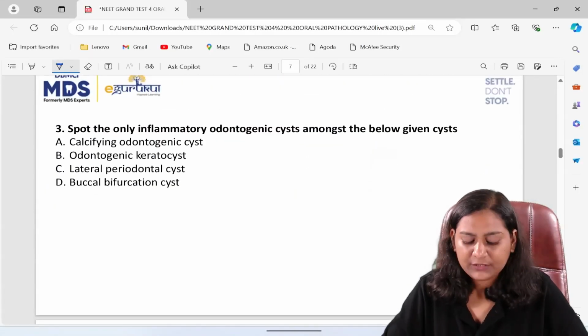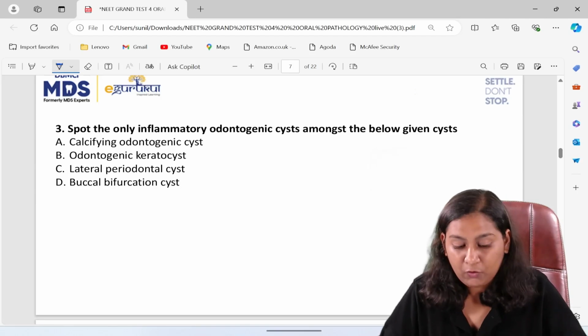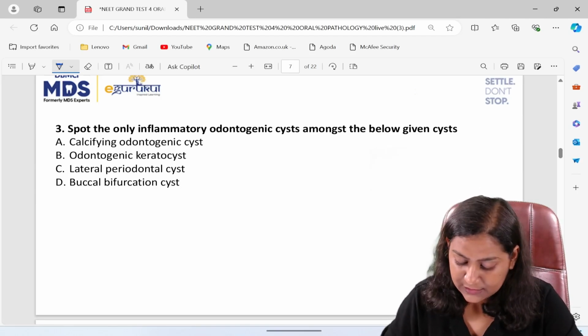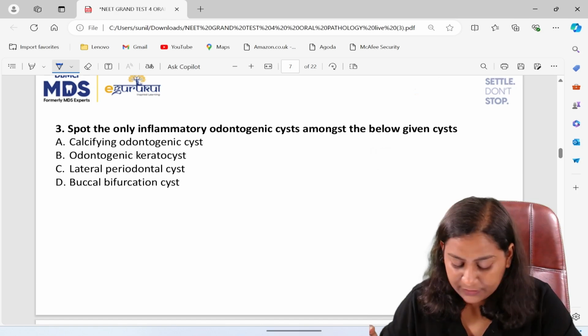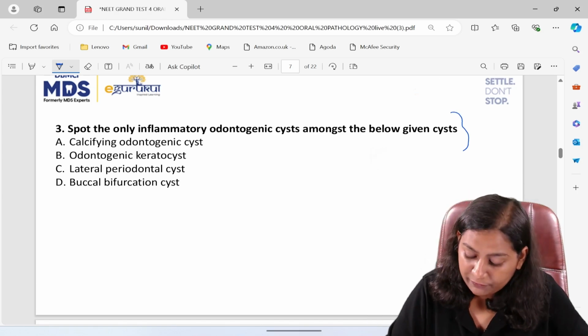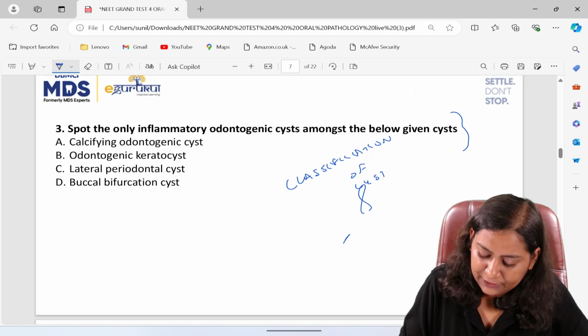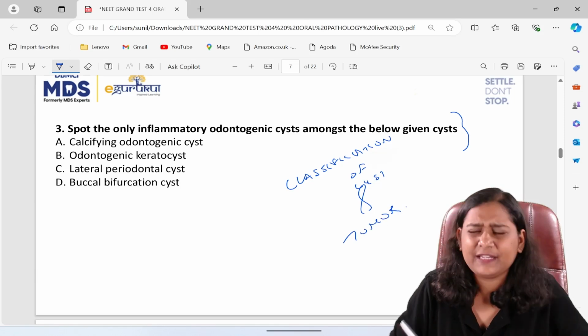Now, spot the only inflammatory odontogenic cyst amongst the below given cysts. I have always told you that the classification of cysts and tumors is very important.